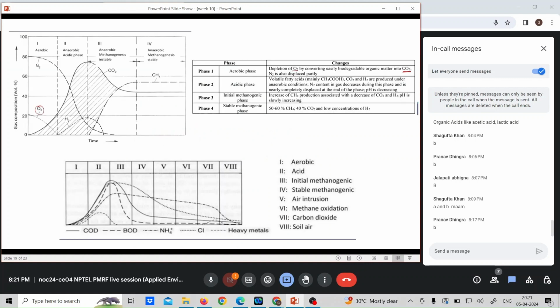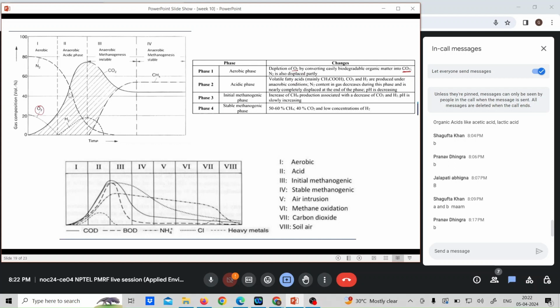So for all the questions that we have seen so far, this is just a screenshot from the lecture. Here you can see it is gas composition versus time, and the bottom part is about the leachate. Here 1, 2, 3, 4 are the aerobic phase, acidic phase, initial methanogenic phase, and stable methanogenic phase. In the aerobic phase, we can see the oxygen is being consumed, nitrogen is also consumed and goes down, and carbon dioxide is being liberated.